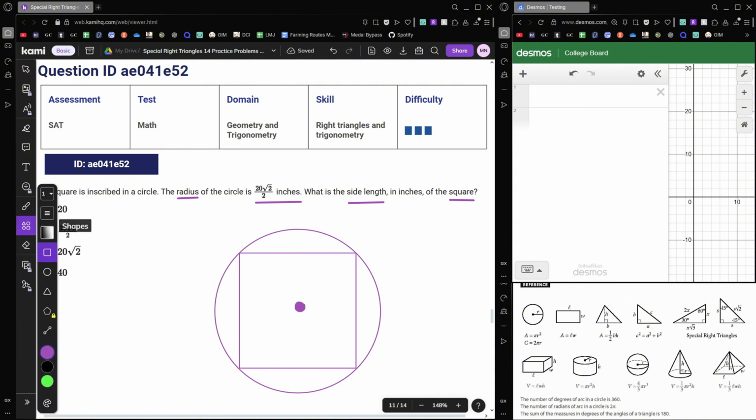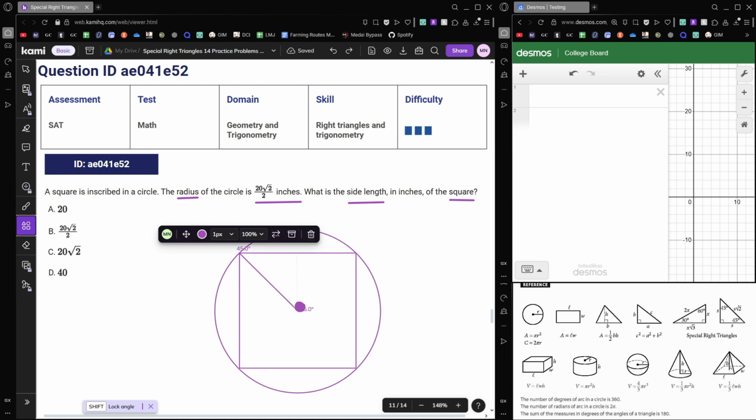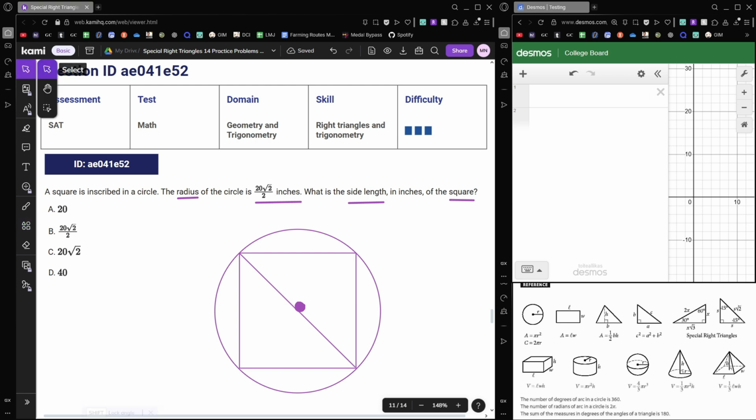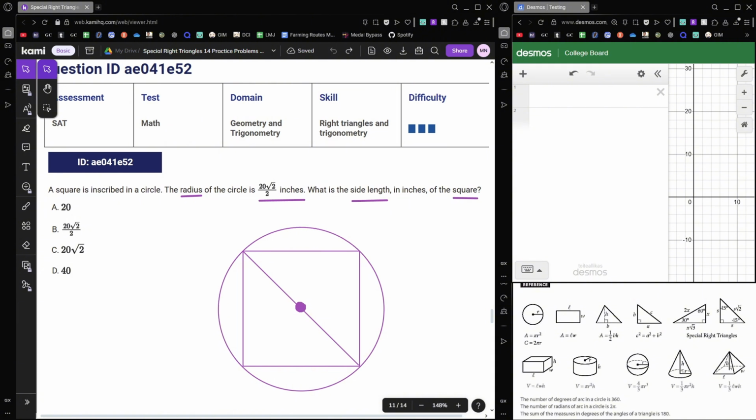Now, when we're drawing the radius, you always want to draw the radius diagonally. Okay, and then let's go ahead and draw the second radius. And as you can see, the reason you want to draw the radius diagonally is because it creates a beautiful little triangle. Let me move that center so it looks a little better. Alright, now they tell us that the radius of the circle is 20 square root 2 over 2 inches. So that means this first radius is 20 square root 2 over 2 inches.